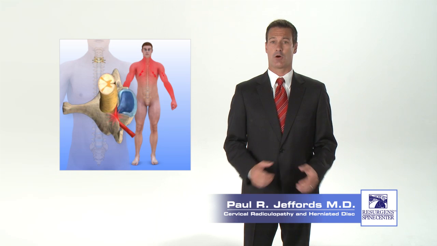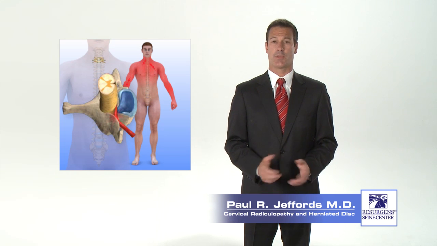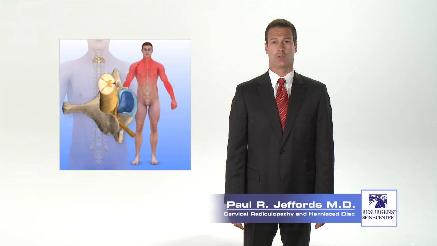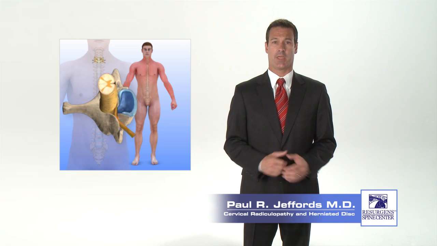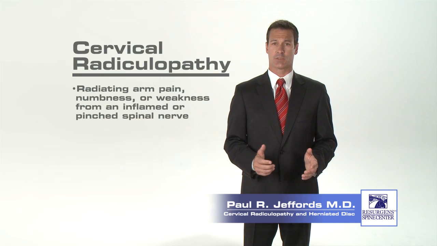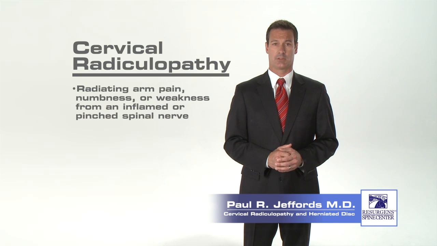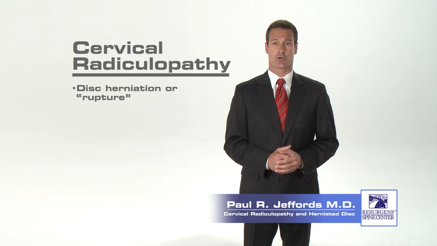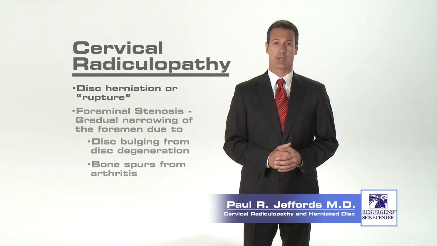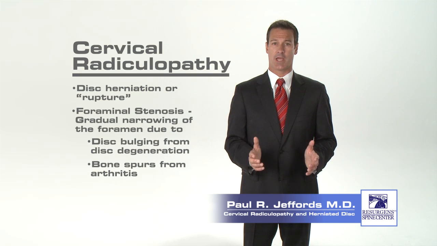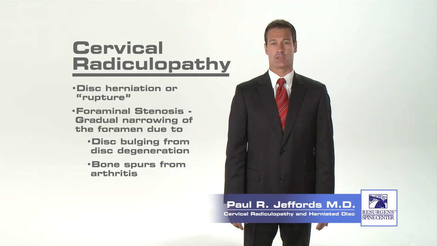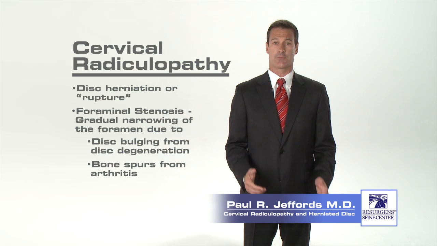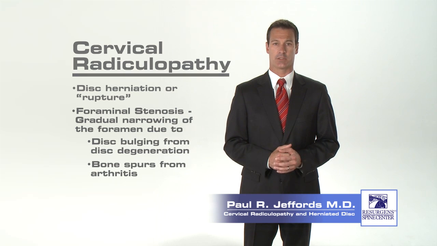Because these nerves radiate all the way down to the hands, irritation or pinching of these spinal nerves within the spinal canal or within the foramen can result in pain or numbness that radiates down into the arms and hands. These arm symptoms are technically known as radiculopathy. The spinal nerve pinching that causes cervical radiculopathy in most cases can be caused by one of 2 conditions. The first is disc herniation or disc rupture, and the second is foraminal stenosis, which is the gradual narrowing of the foramen caused by disc bulging and bone spurs that result from disc degeneration and spinal arthritis.